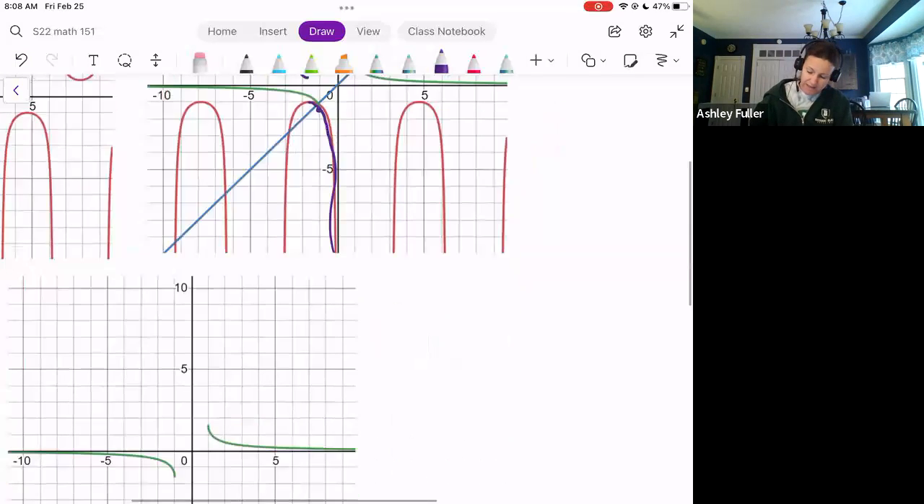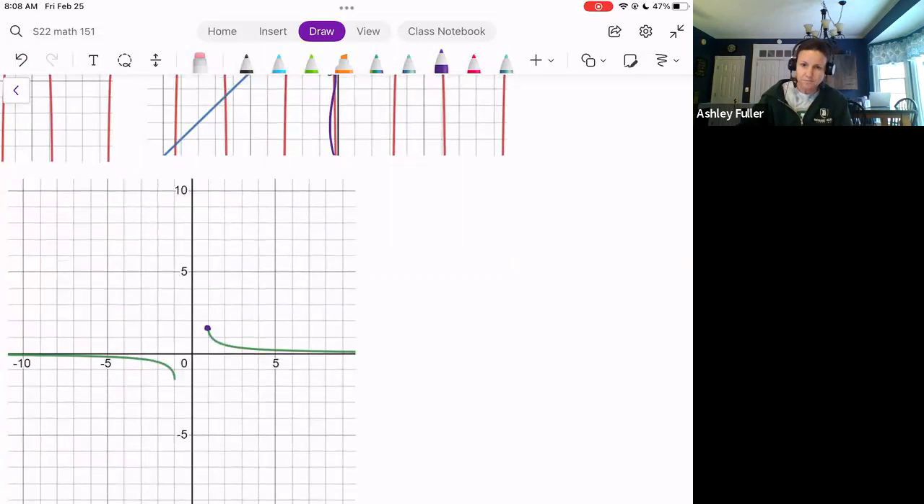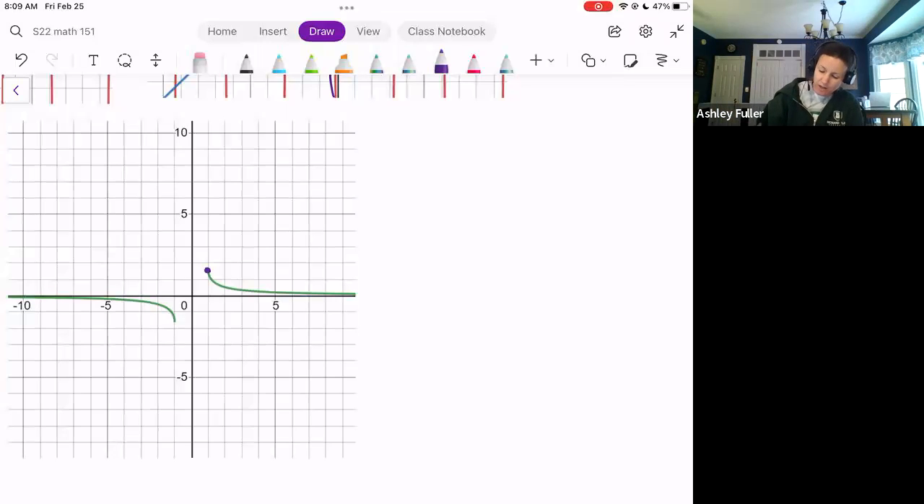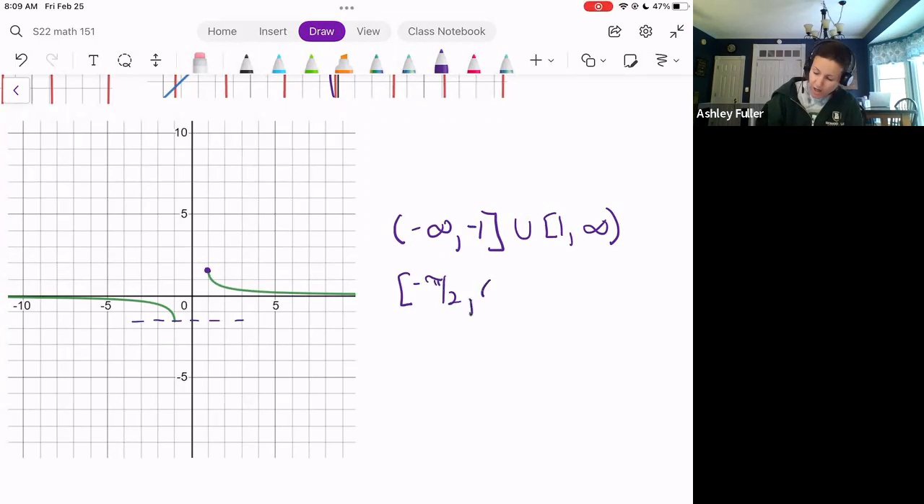Looking at just that portion of the graph, we can see that our domain here is going to go from negative infinity up to negative 1 in union with 1 to infinity. Our range, however, works a little differently in the sense that it goes from negative pi over 2, that's the lowest y value that we have, up to 0, but does not include 0, and then in union with 0 up to pi over 2 is the highest that it goes.